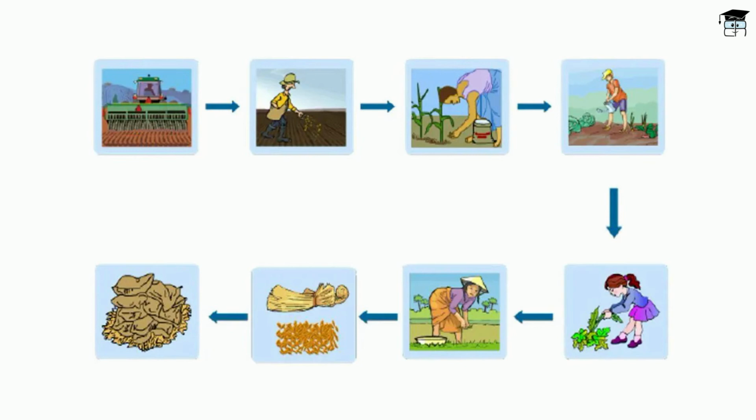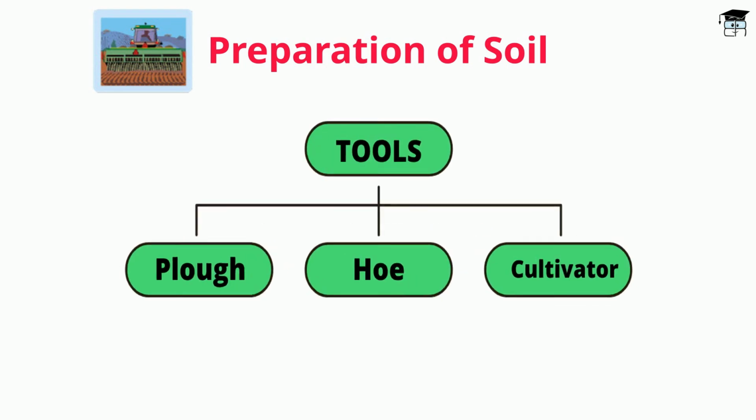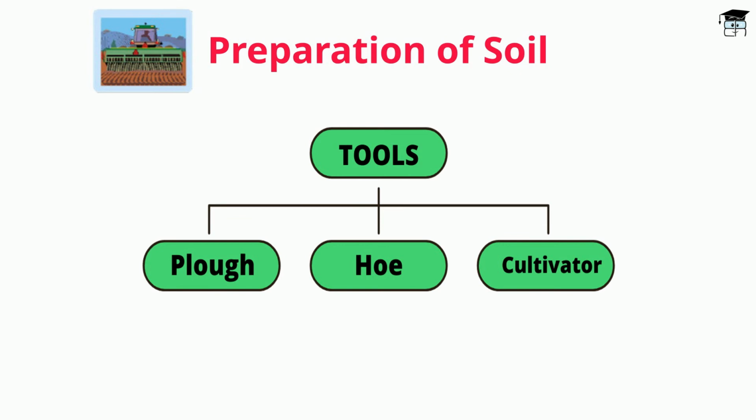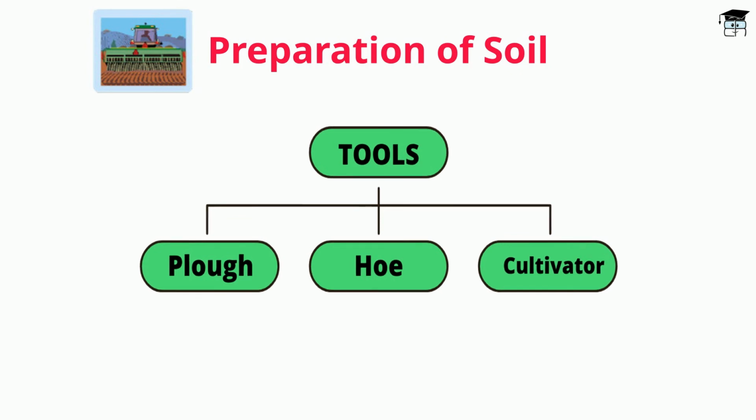So, students, these were the agricultural practices followed by farmers for a good crop. Let us quickly revise what we learned in them. The first agricultural practice was preparation of soil. We learned about the three tools, plow, hoe, and cultivator, which are used to loosen the soil and prepare it.